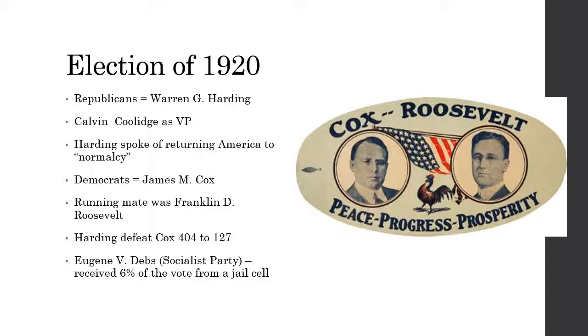Also running was the socialist candidate Eugene V. Debs. He's run several times. He'll continue to run. He's actually running from a jail cell at this time because he was arrested under the Sedition Act in World War I. Surprisingly, even from jail, he gets 6% of the total vote.